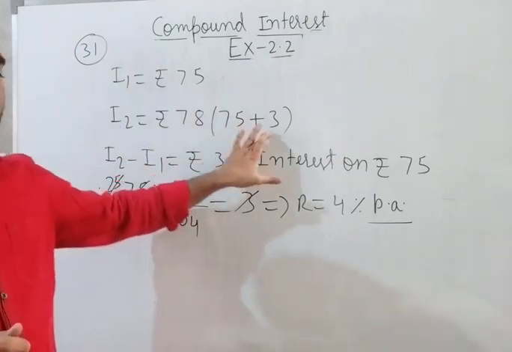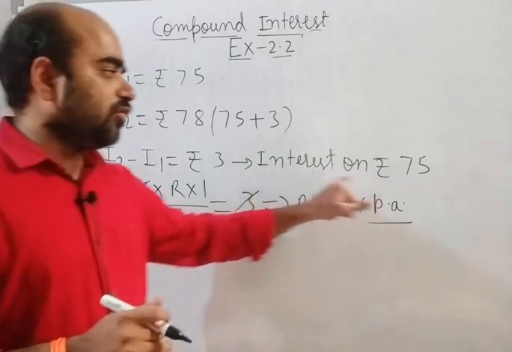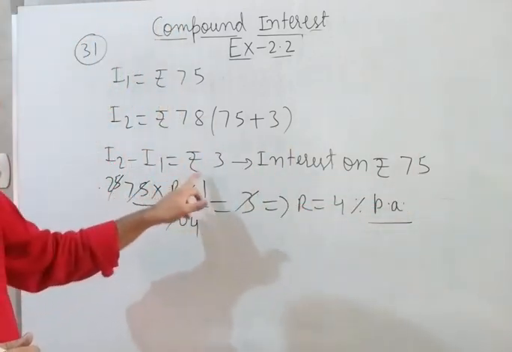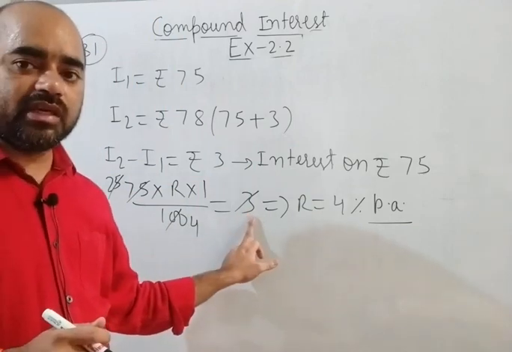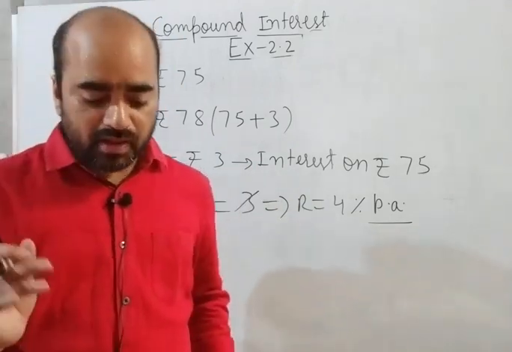Now the margin is 3. It means this rupees 3 is the interest earned on rupees 75. So we have applied the formula PRT by 100 is equal to interest, that is rupees 3. So rate of interest is 4% per annum.